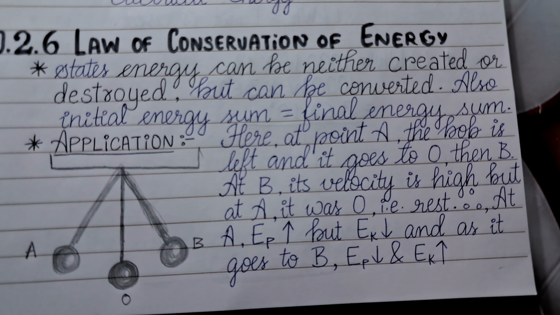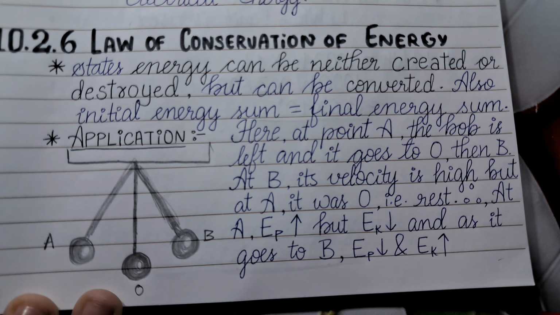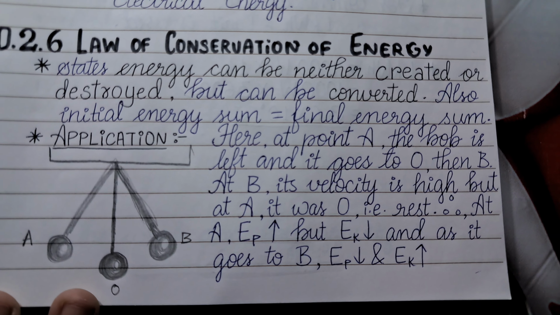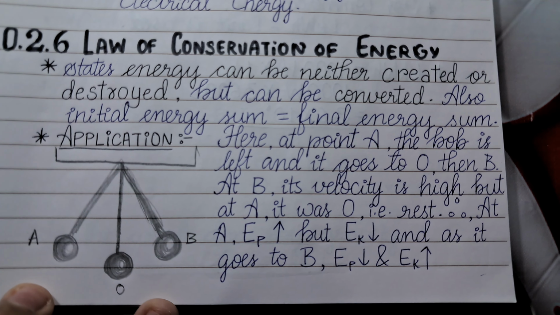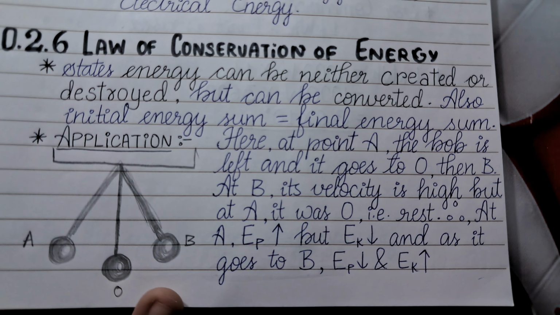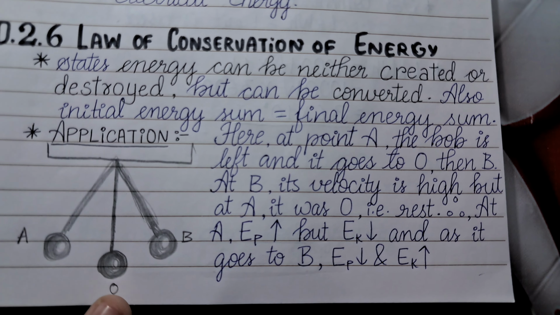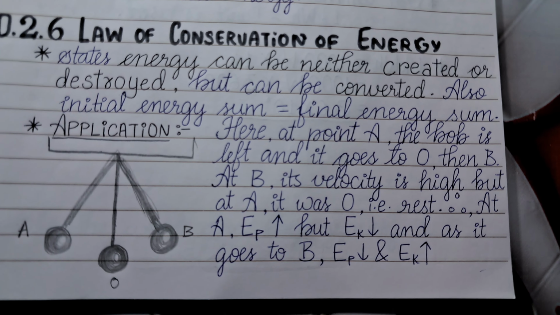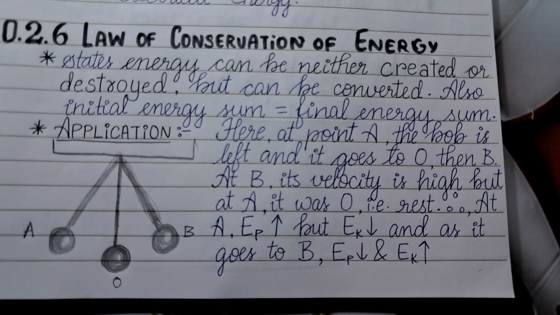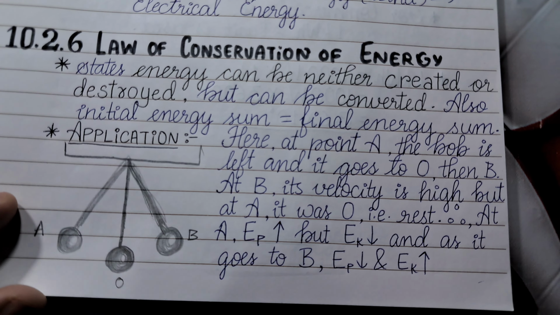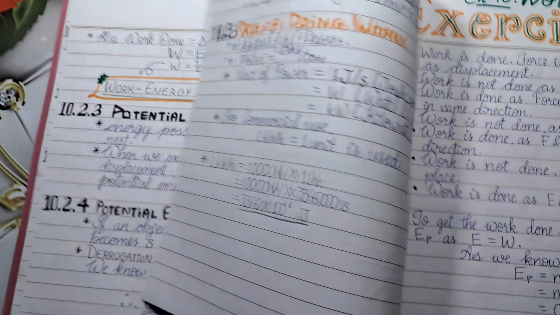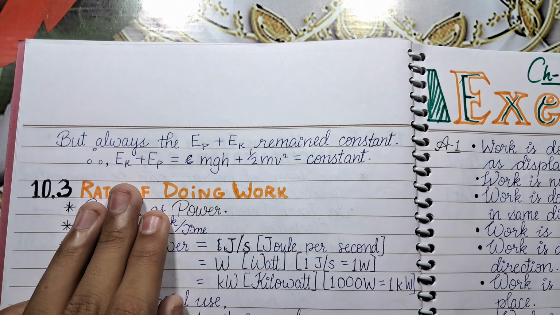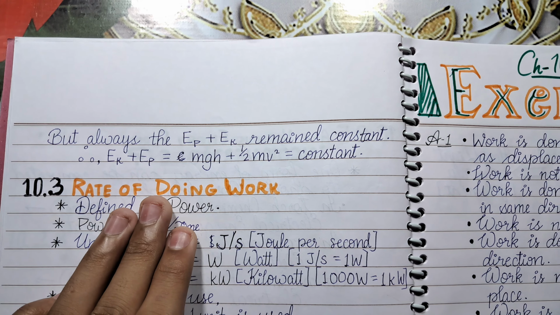So here is the application also, where we have the example of a pendulum. At the point O, the kinetic energy will be slightly higher than that at the starting point A. Then it will be highest at B, and it will come to rest for some milliseconds, where its potential energy increases a lot. So when the potential energy increases, the kinetic energy decreases, and vice versa. Then comes the point that kinetic energy plus potential energy always gives us a constant result.